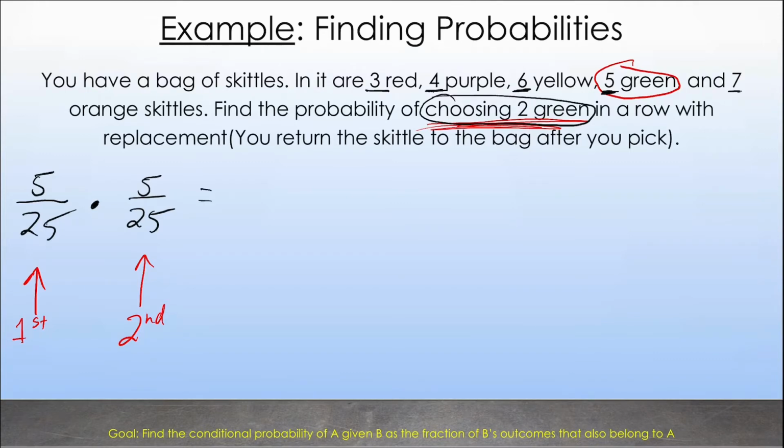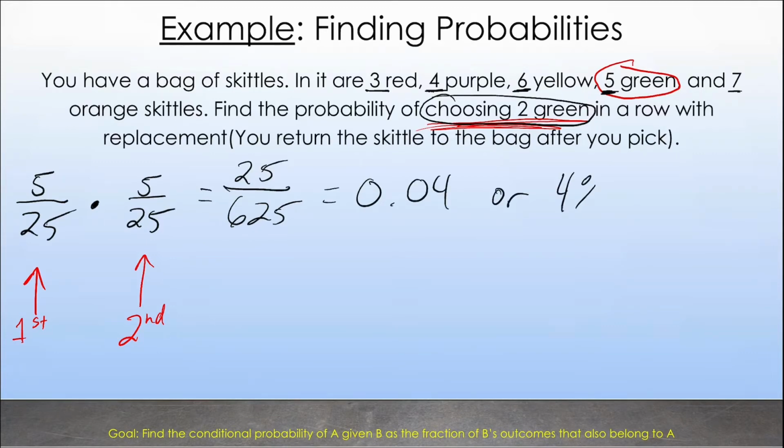So I get 5 times 5 is 25, and 25 times 25 is 625. Now, to see the probability of that, I need to get whatever that decimal is, which is equal to 0.04 or a 4% chance. So there's a 4% chance that that's going to occur.